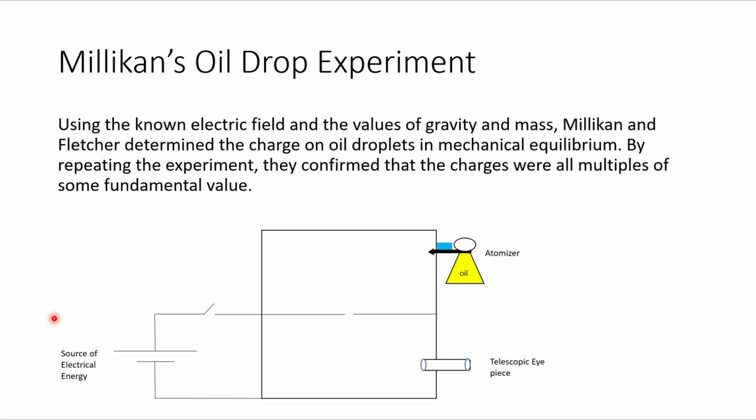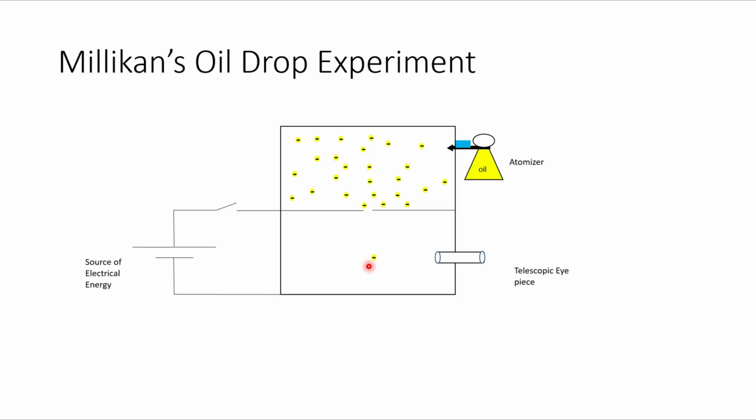First, let's introduce the apparatus of Robert Millikan. We have a battery or a source of electric energy that's connected to a switch. This is a switch. It's open now, so there's no flow of electric charges or electric current. We have a telescopic eyepiece to observe what happens inside. We have an oil atomizer with a cathode on the nozzle. So when oil is sprayed through the nozzle, it will pass through the cathode and the particles will be negatively charged. You will see this in the next slide.